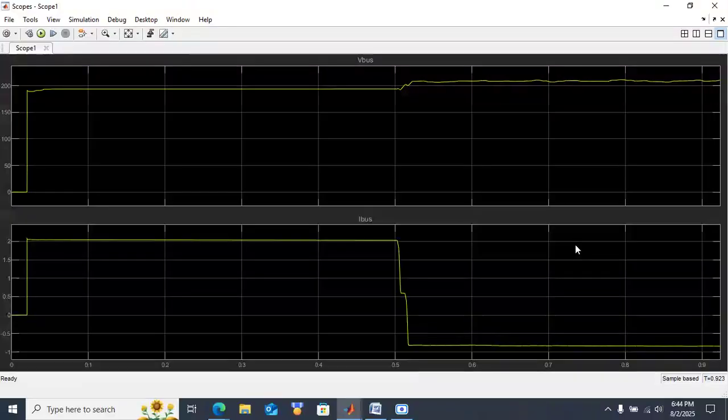And this is the DC bus. Initially it is around 200 volts. After 0.5 seconds it increases to 220 volts. Similarly, initially the current is flowing in the forward direction at 2 amps, and after 0.5 seconds it goes in the opposite direction. That is, the battery was initially charging from 0 to 0.5 seconds, and after 0.5 seconds the battery is discharging, so the current flows in the opposite direction, nearly minus 1 amp.